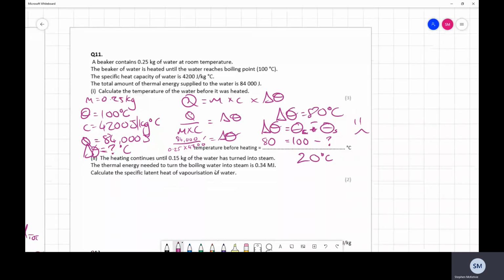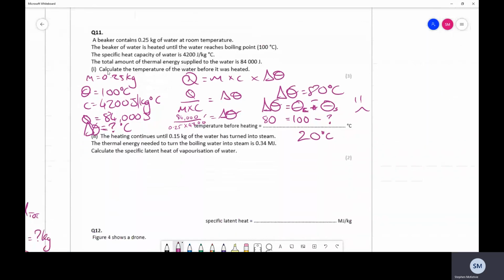And also, please make sure that you do this a little bit neater. It's very difficult writing with a mouse, so just bear with me.